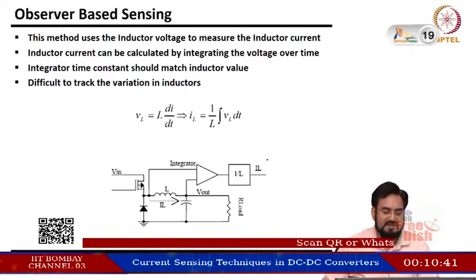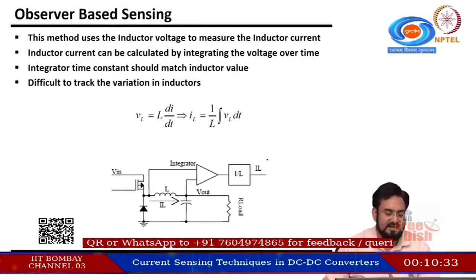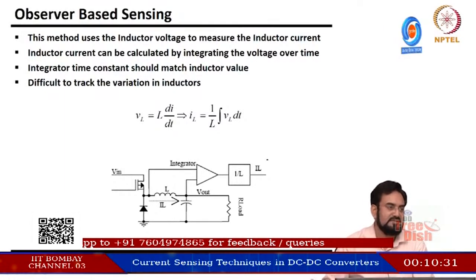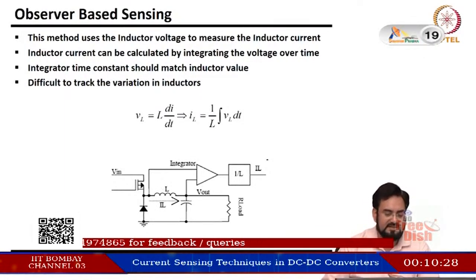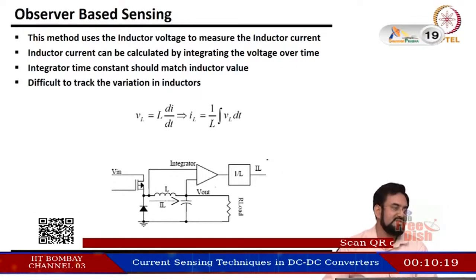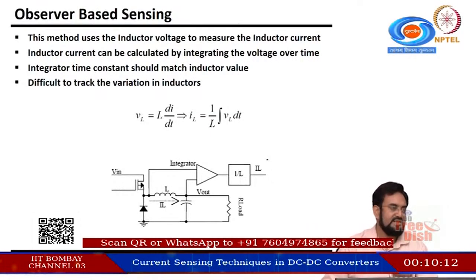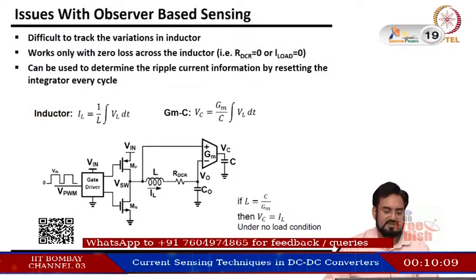So it's very difficult actually. And another drawback of this is, this 1 by L is different than this L, because this is an integrator gain and this is the inductor. So you cannot track the two. So you need to have a way to measure the inductor value and tune your integrator gain accordingly. Only then you can get accuracy, and this will work under no loss conditions. So which means you can get the peak current, the ripple current, but DC current is very difficult, because your integrator will saturate.